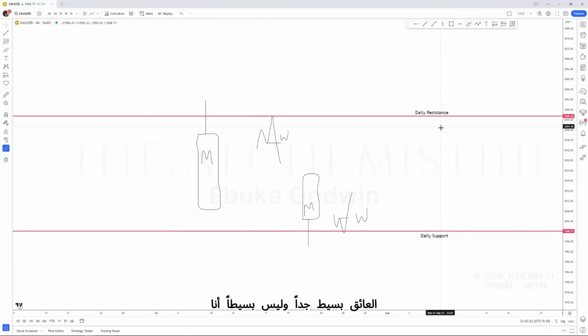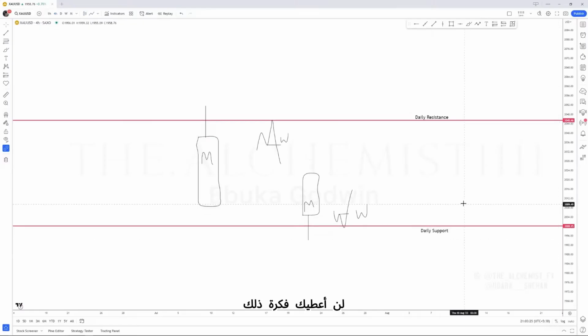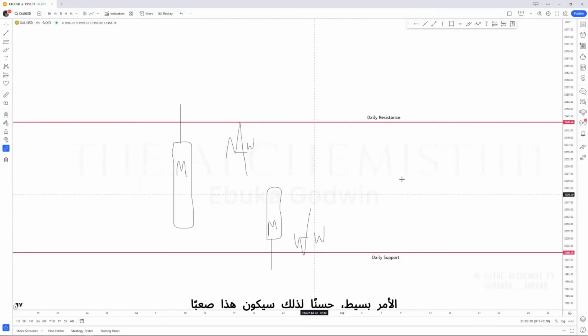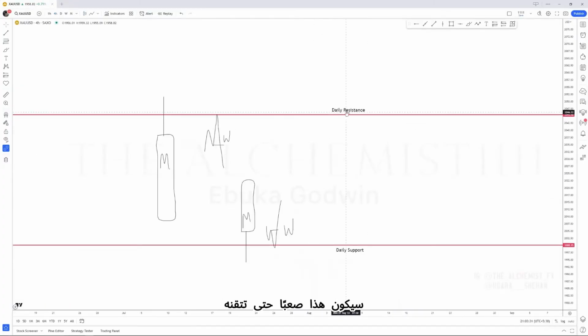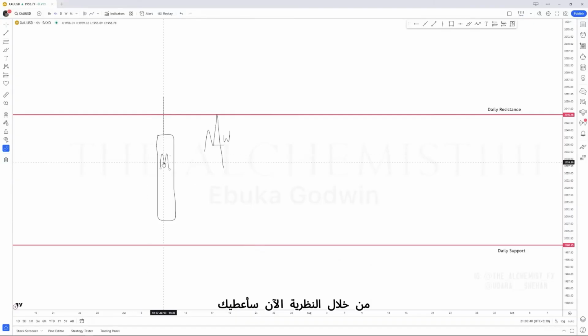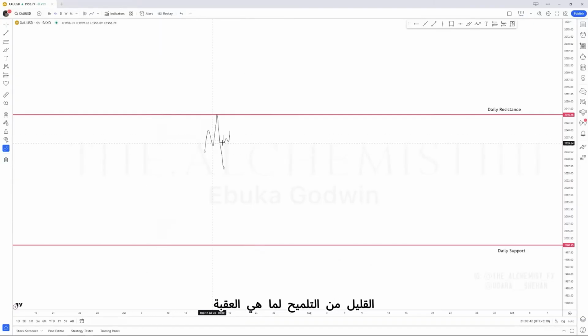So an obstacle is very simple. Not simple, I'm not going to give you the idea that it is simple. This will be tough until you master it properly. So let's say daily resistance, daily support. Now let me delete all of this. Okay, now I've gone through the theory. Now I'll give you a little hint of what an obstacle is.